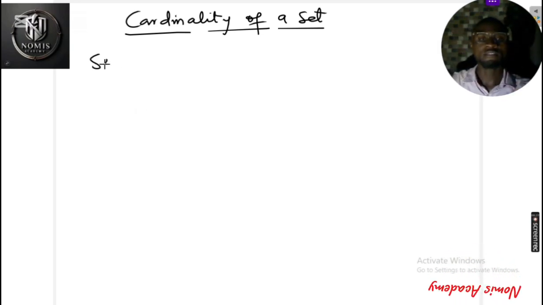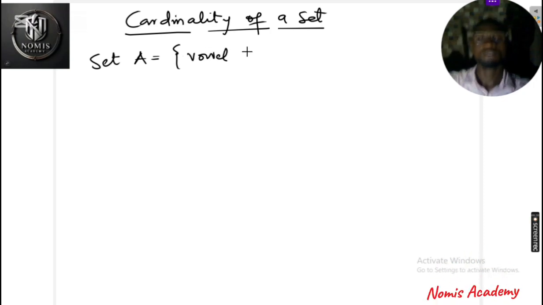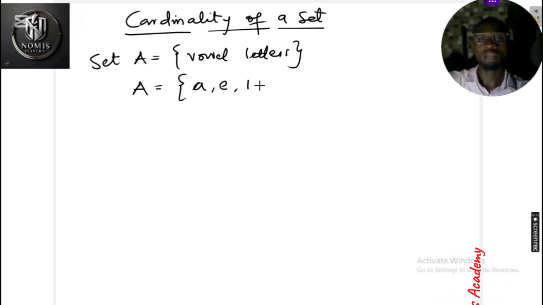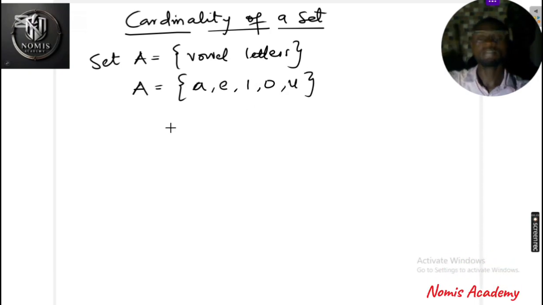So if I have set A equals, in curly brackets, vowel letters. So this set A can be interpreted to be A equal to A, E, I, O, U. So these are the vowel letters. So what is the cardinality of set A?